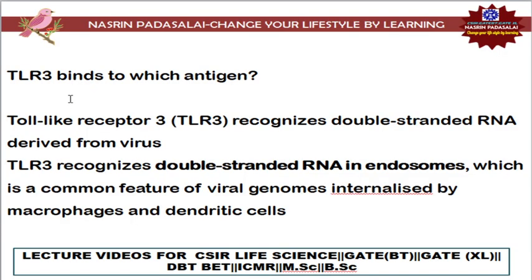Next, TLR binds to which antigen? Toll-like receptor 3 recognizes double-stranded RNA derived from viruses. This TLR generally recognizes the double-stranded RNA in endosomes. These endosomes are a common feature of viral genome which is internalized by macrophages and dendritic cells. So the antigen is double-stranded RNA derived from virus or in endosome, which is a common feature of viral genome.